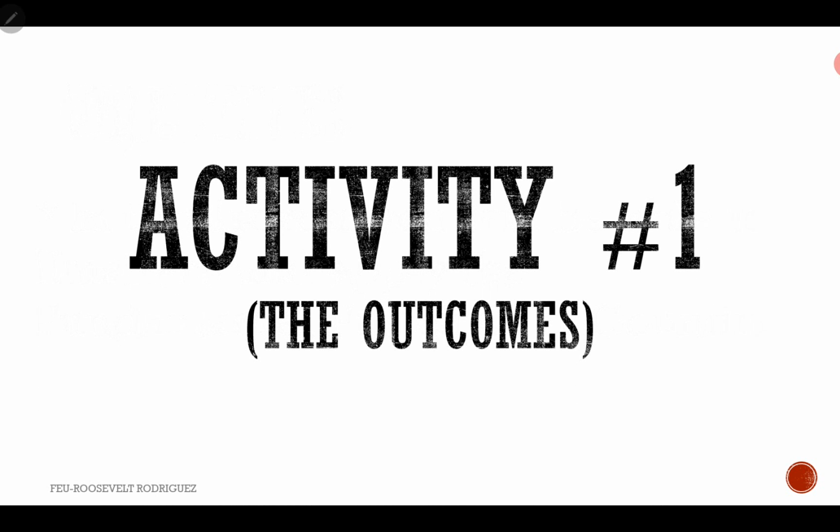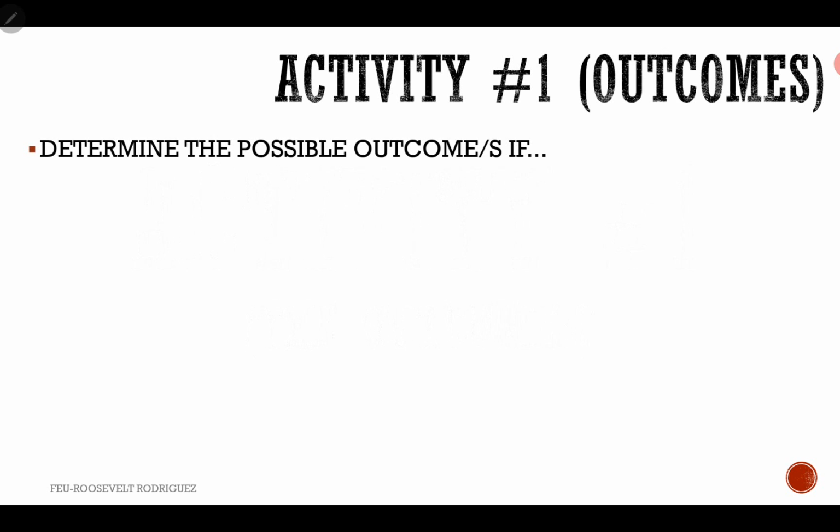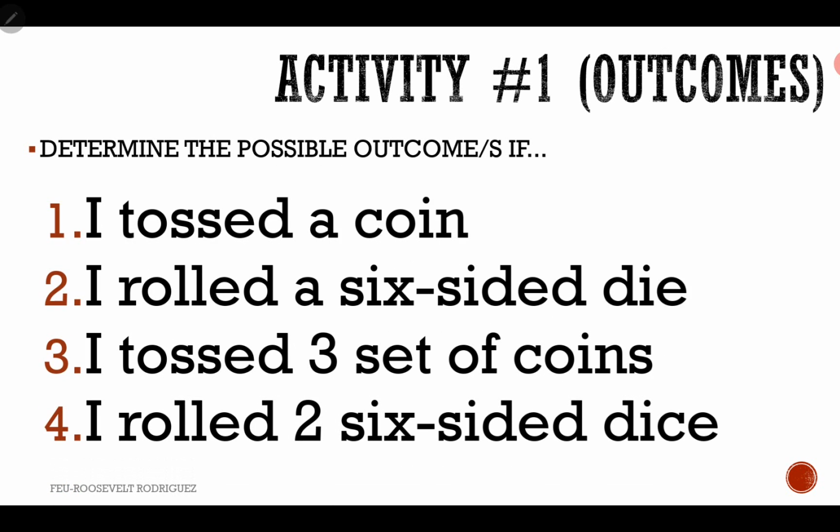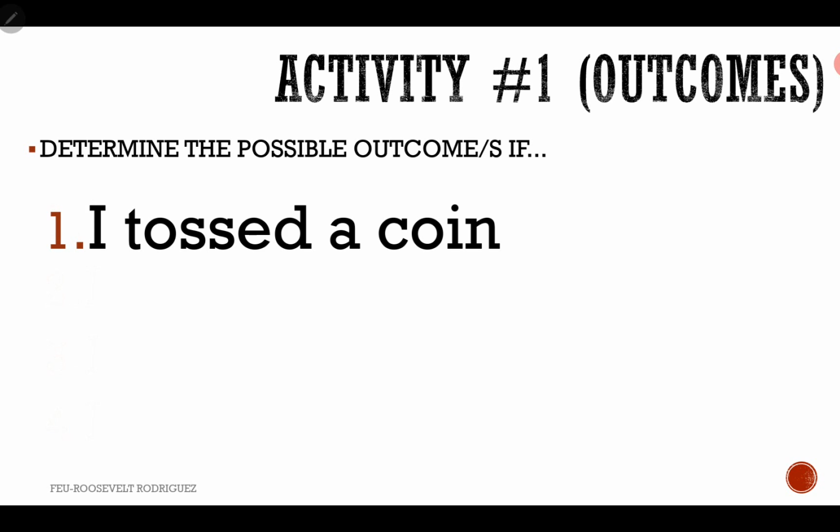Right, so for our first activity, entitled The Outcomes, our task is to determine the possible outcomes if, number one, we toss a coin; number two, we roll a six-sided die; number three, we toss 3 coins; and number four, we roll 2 six-sided dice. Right. So let's answer this given set of problems.